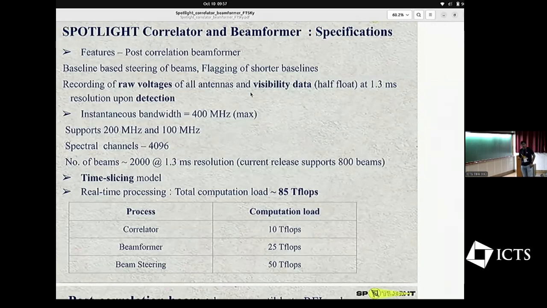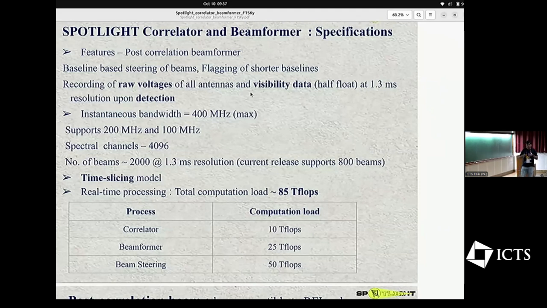So these are some of the specifications. I said we are forming the post-correlation beams. I will come to why we are forming the post-correlation beams. For the steering of beams, we are doing baseline-based adjustment of phases, and we are flagging the shorter baselines to remove the RFI effect.